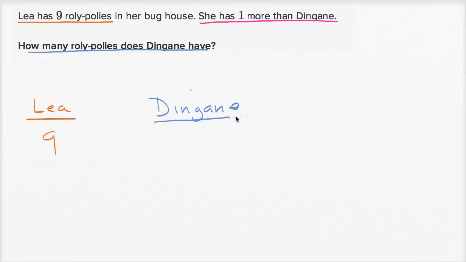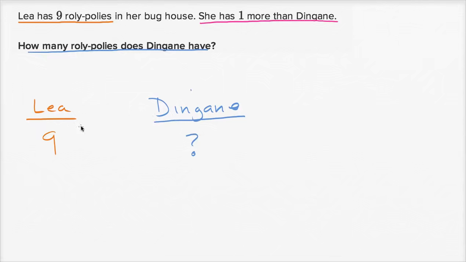And so this right over here is our question mark. Now, it's always good when you look at a word problem like this, you say, okay, will Dingane have more or less than Leah? Well, it says Leah has one more than Dingane. So Leah is going to have more. And how much more? One more. So Dingane is going to have one less than Leah.